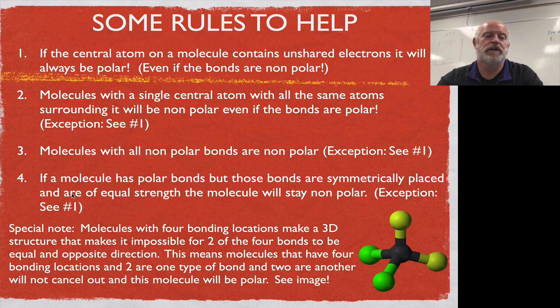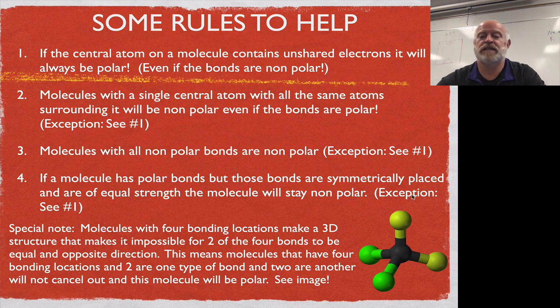And then rule 4, if a molecule has polar bonds, but those bonds are symmetrically placed and are of equal strength, the molecule will stay nonpolar, all right? So here we're saying if things are different, that's okay. If you have symmetrical scenarios and you have equal strength, then you can have a nonpolar substance, all right?